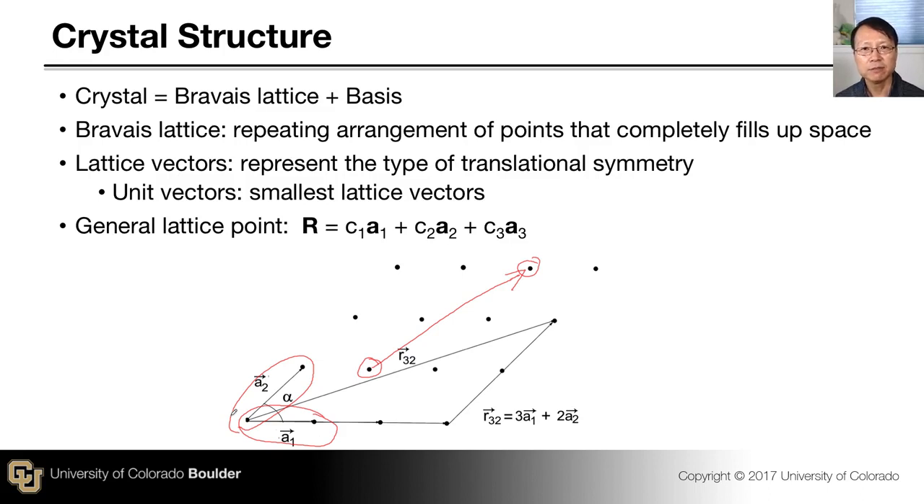Once you identify unit vectors, you can represent any arbitrary lattice point by simply a linear combination of these unit vectors. So for example, if you have a three-dimensional Bravais lattice, then any arbitrary lattice vector R can be represented by the linear combination of three unit vectors A1, A2, A3, where C1, C2, C3 are some arbitrary integer coefficients that you can choose.